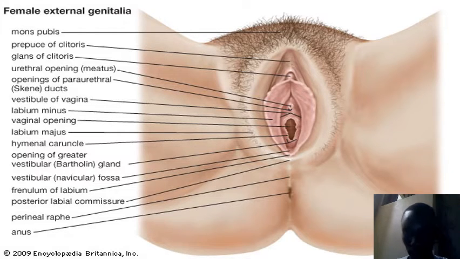So those are the main structures which are visible. The hymen covers the vaginal orifice, but not completely. If a child is born with an imperforate hymen, when the hymen closes the orifice completely, we call that condition imperforate hymen, and an incision can be done to manage the condition so that the child can pass the menstrual flow out.